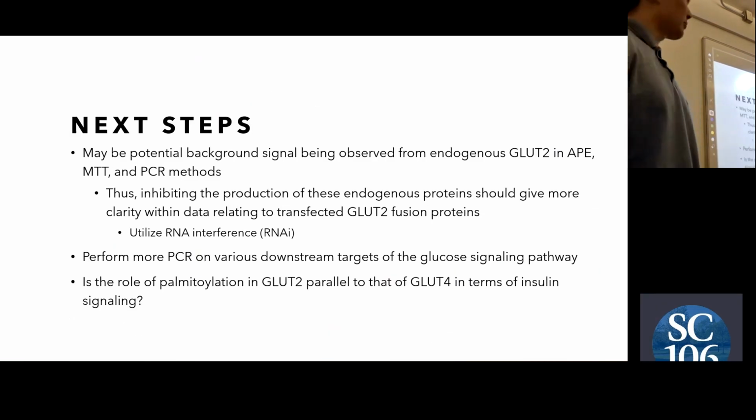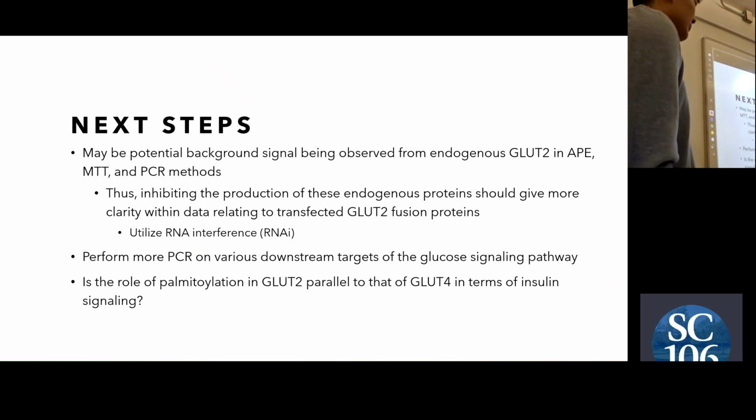So the next step will be potentially to, because the mutant and the wild type cell lines are transfected, they're also still expressing the endogenous GLUT2 proteins, which means the proteins that are produced by the cells themselves without the transfection. So inhibiting the production of these endogenous proteins with maybe RNA interference could give us more clarity in terms of what the fusion proteins are doing.